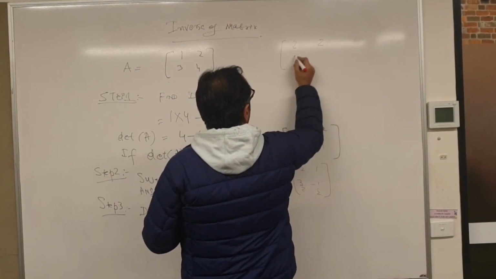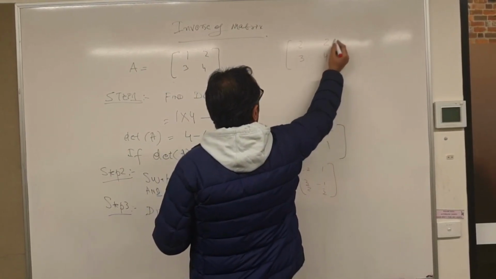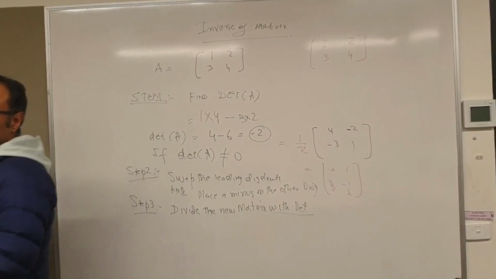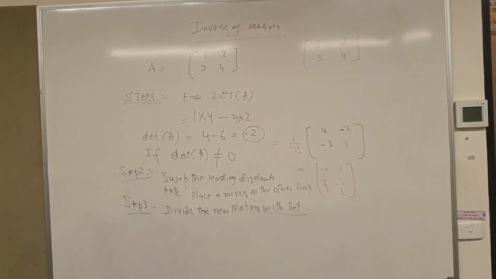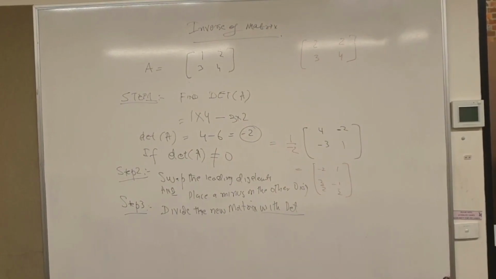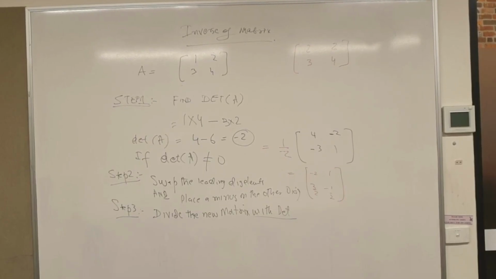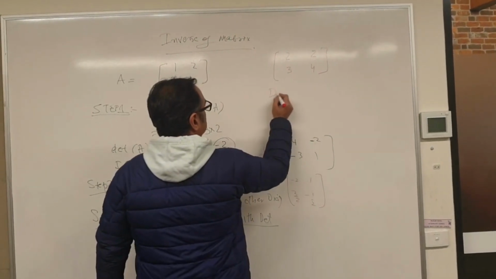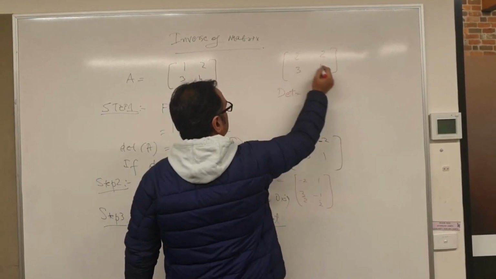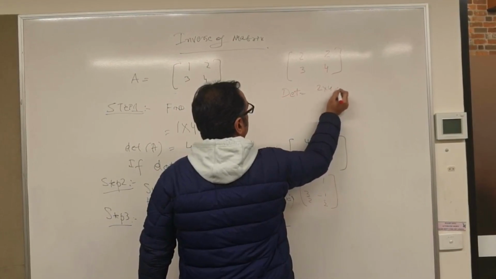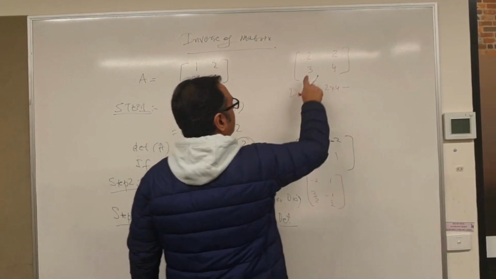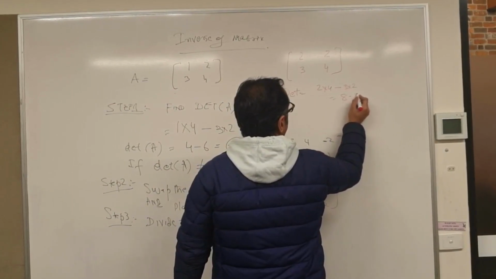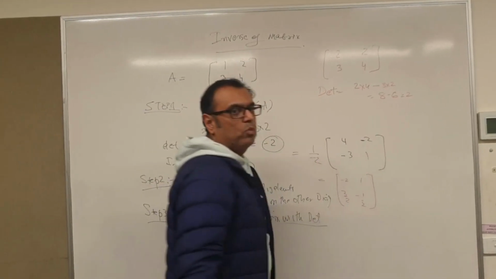2, 2, 3, 4. Can you find the inverse of this matrix, please? Follow the steps line by line and give me the answer. So what is your determinant? Determinant is the leading diagonal, 2 times 4, take away 3 times 2. So it is 8 minus 6, which is 2.